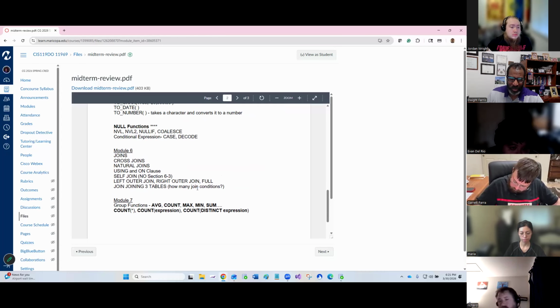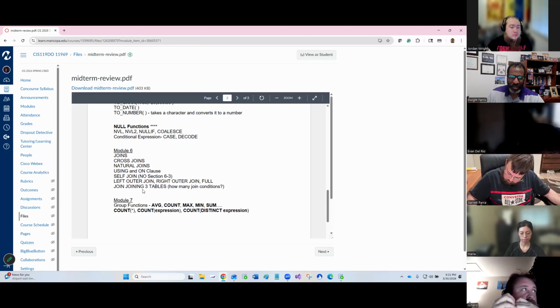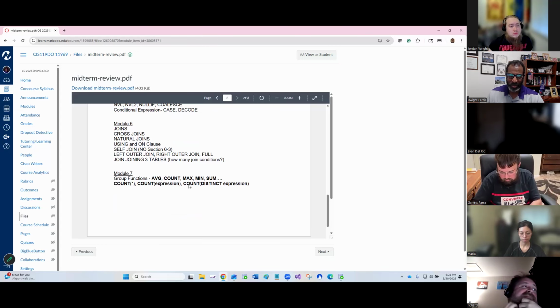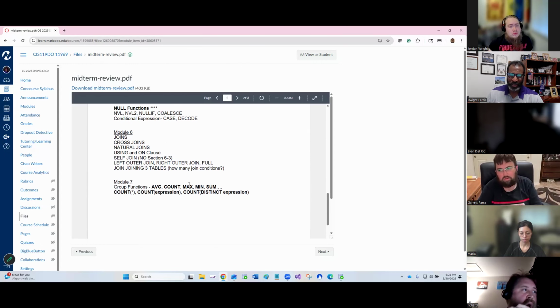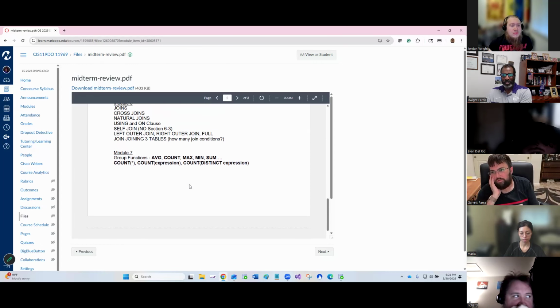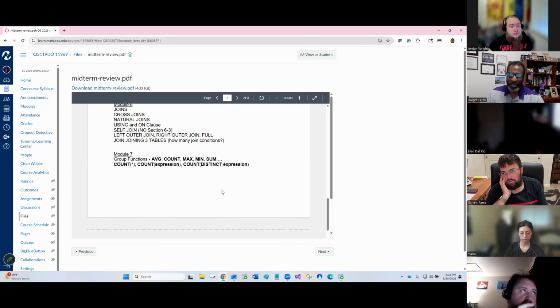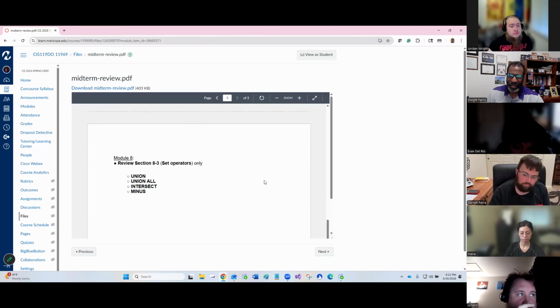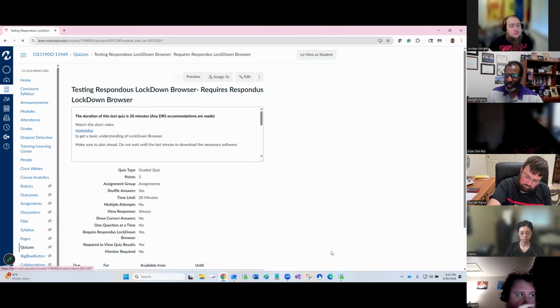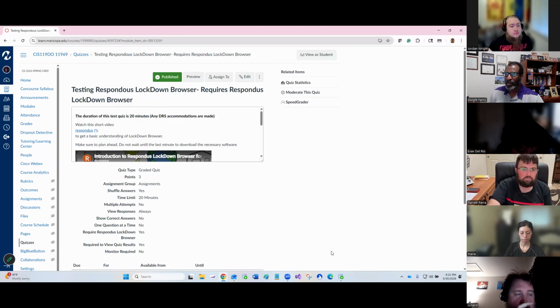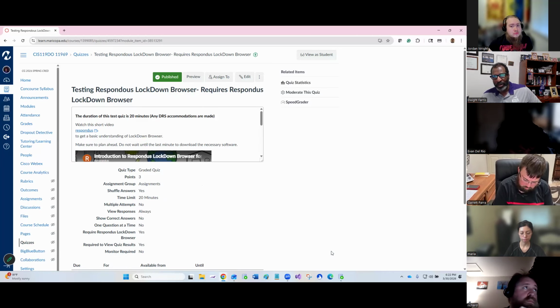And then joins on Module 6, joins, cross joins, natural joins, using, on, self join, left and right outer joins, and then joining with more than 2 tables. And then into the group functions, Module 7 and Module 8, especially the number functions and the count and distinct, and then the set operators. All right, so I would suggest truly printing that out or making your own notes. And it is wide open as far as resource material outside of the testing system. You can use whatever you'd like.